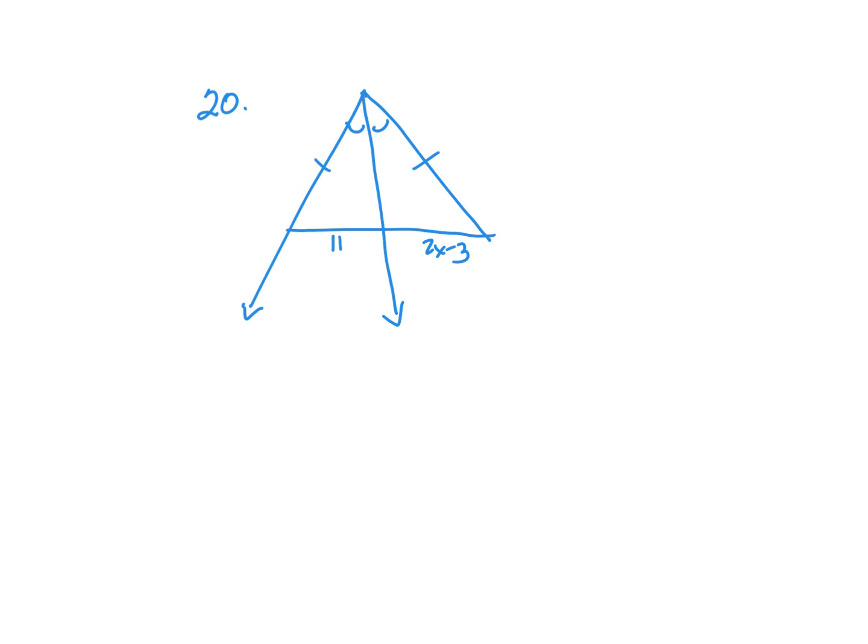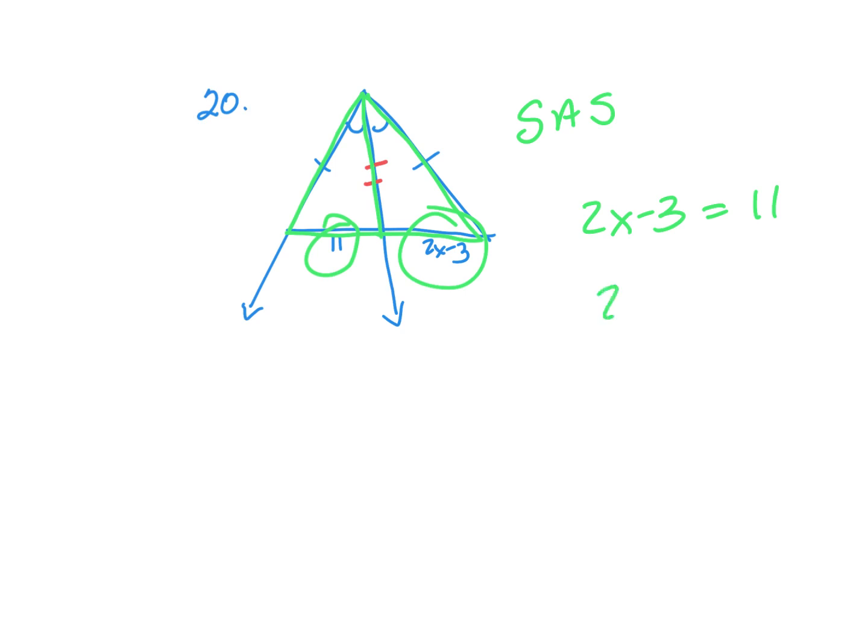Okay, so when you're marking this triangle, you know that this side is equal to itself, right? So you also know that this triangle here is congruent to this one over here, even though it doesn't look like that because I can't draw, because of side angle side. Well, if they're congruent, then the corresponding parts are also congruent. So we know that this guy equals that guy. So we do 2x minus 3 equals 11, 2x equals 14, x equals 7.